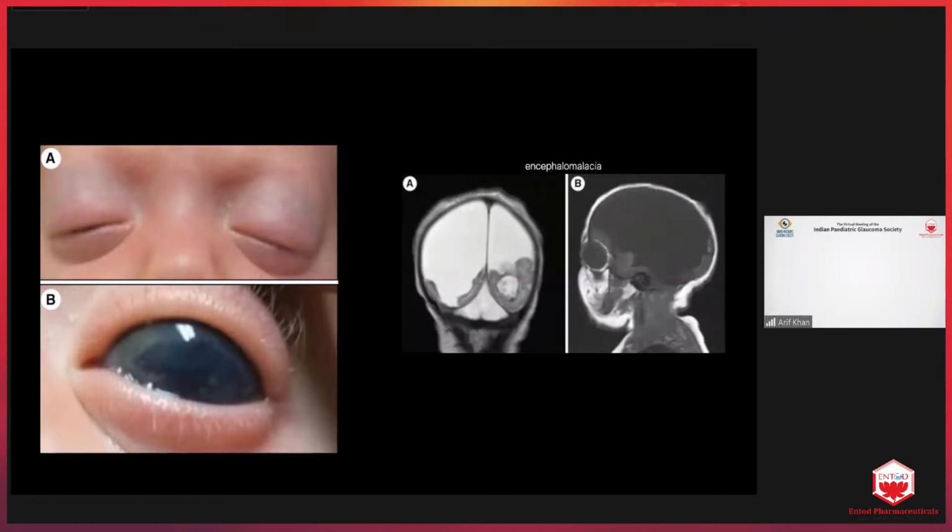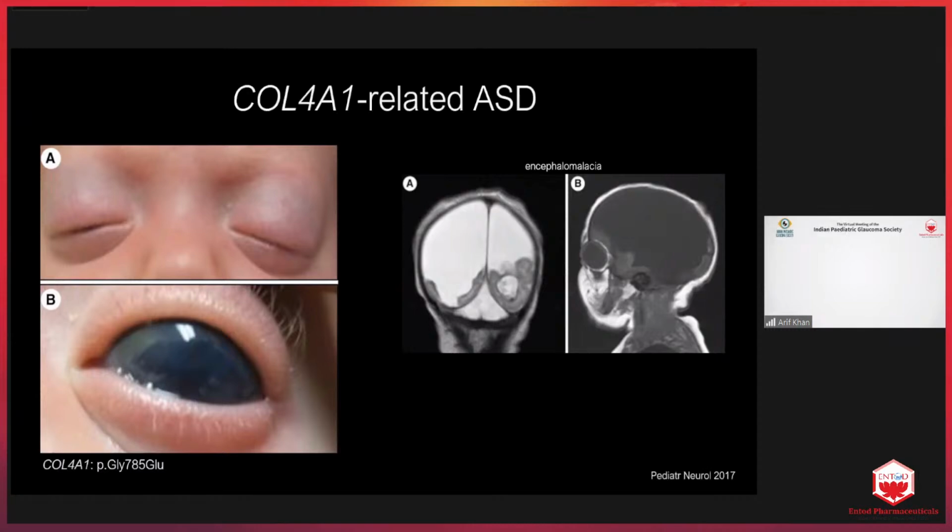This is an interesting gene that's been associated with Axenfeld-Rieger syndrome-like findings that's come to light in recent years. This baby has anterior segment dysgenesis with glaucoma, as well as encephalomalacia. The encephalomalacia is from microvascular events. This baby had COL4A1-related anterior segment dysgenesis. We now know that pathogenic variants in COL4A1 can, in addition to leading to anterior segment dysgenesis with or without glaucoma, lead to a microangiopathy of the brain or the kidney.